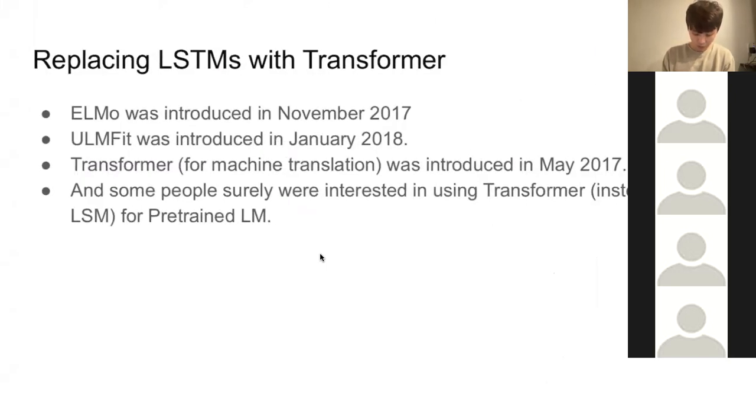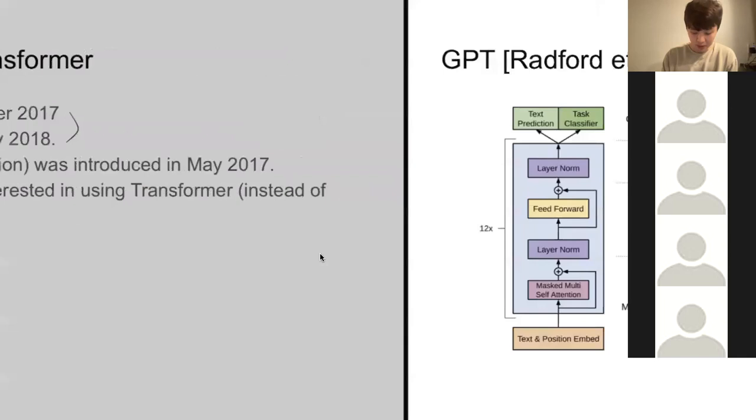Okay, that was great. And then in the meanwhile, we also knew that Transformer, originally introduced for machine translation, was slowly but surely replacing LSTMs and attention or very architecturally complex models. It was pretty clear by early 2018 that Transformer can do everything that LSTM can do. So the next work that people tried was, okay, why not use Transformer instead of LSTM? So that was GPT, the first GPT.